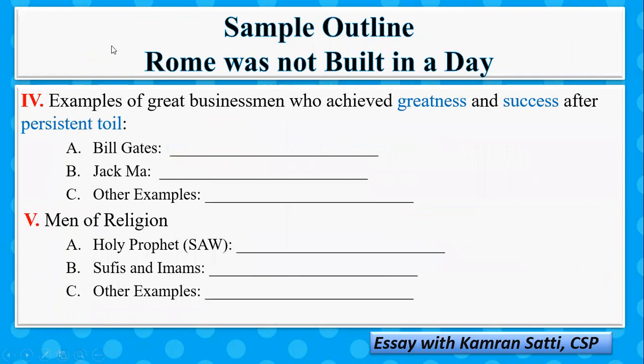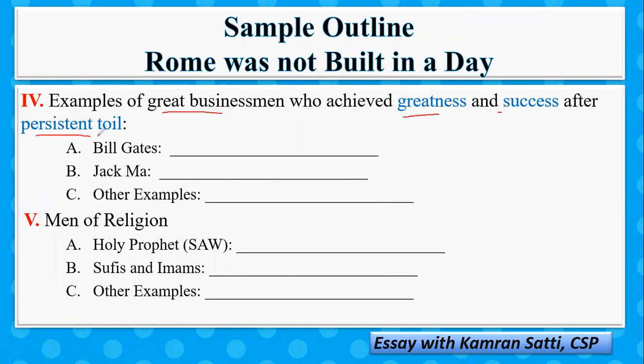Then of course, I have to elaborate on it, because I have to prove my point, that yes, success can't be achieved overnight. And how do I prove it? By giving examples from real life. So then I'll be giving examples of great businessmen who achieved greatness and success after persistent toil.